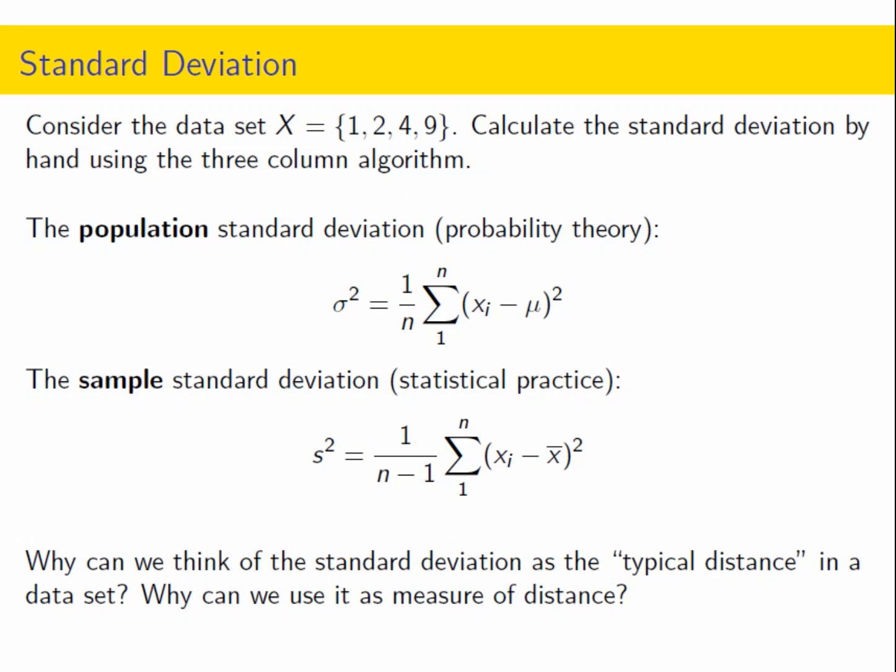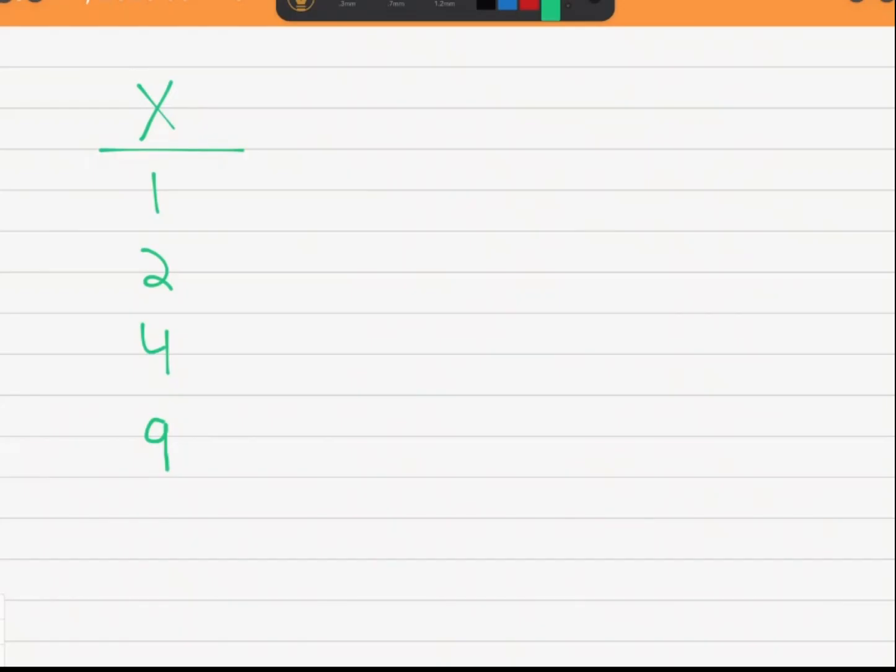So you see these formulas, but let's go ahead and work through a 3-column proof. What I've done is I've copied the data set over here to the tablet, and I'm going to take you through the 3-column proof. The first column is just the data set itself. And to calculate the standard deviation, we need to know the mean.